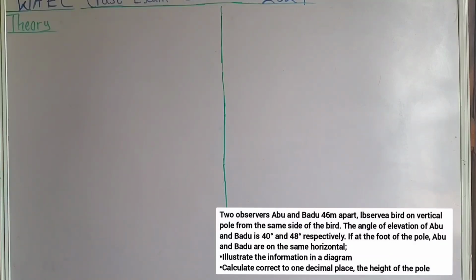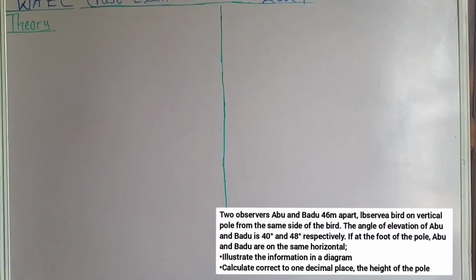Two observers, Abu and Badu, 46 meters apart, observed a bed on a vertical pole from the same side of the bed. The angles of elevation of the bed from Abu's and Badu's eyes are 40 degrees and 48 degrees respectively. At the foot of the pole, Abu and Badu are on the same horizontal level.